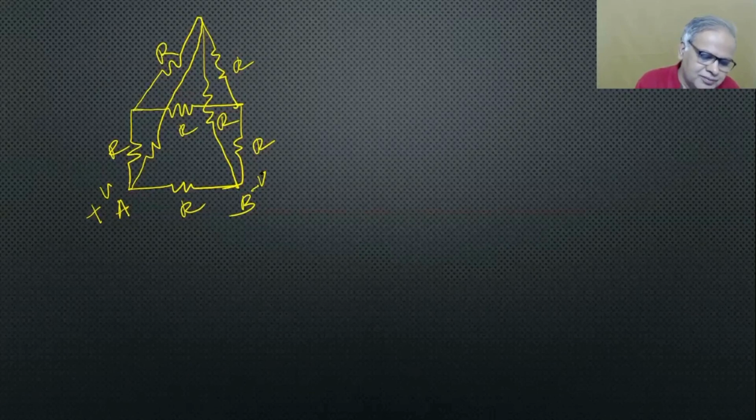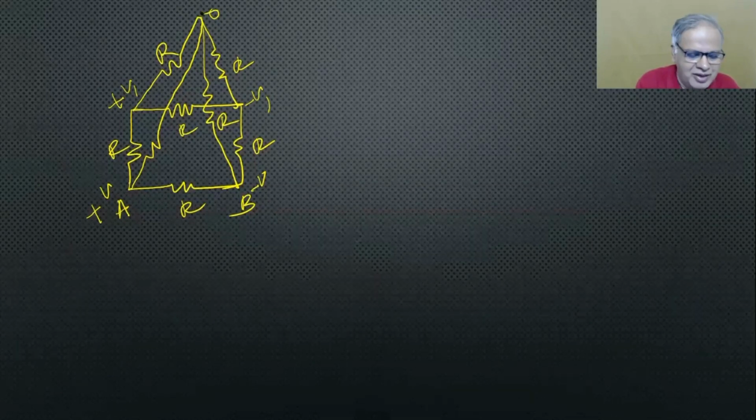Opposite to A, plus V1. And opposite to B, minus V1. Okay. Then the top, plus V2. Can't I put 0 here? We can, yes, because plus V2, minus V, plus V1 to minus V. Yes, sir.